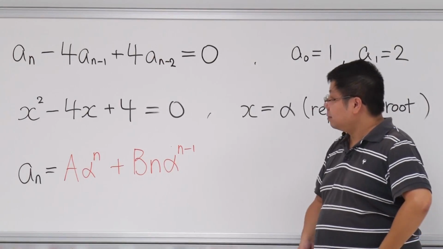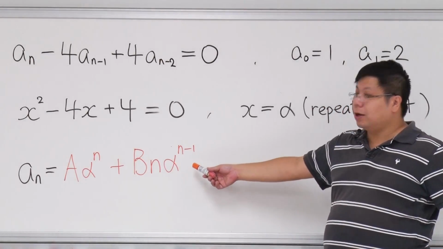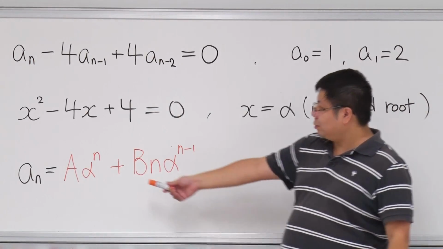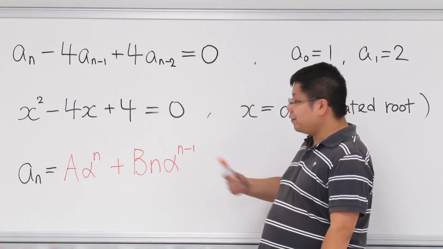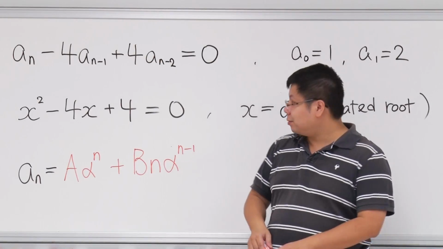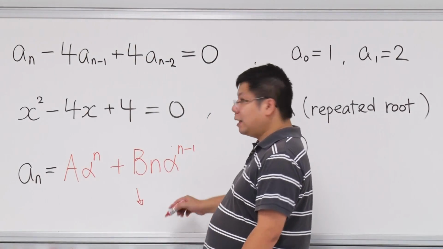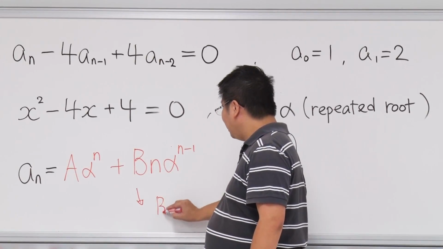Okay, good. Now, this may not look nice because you have alpha to the power n here, alpha to the power n minus 1 here, right? Okay, why don't we just set, okay, let's try to divide b by alpha.